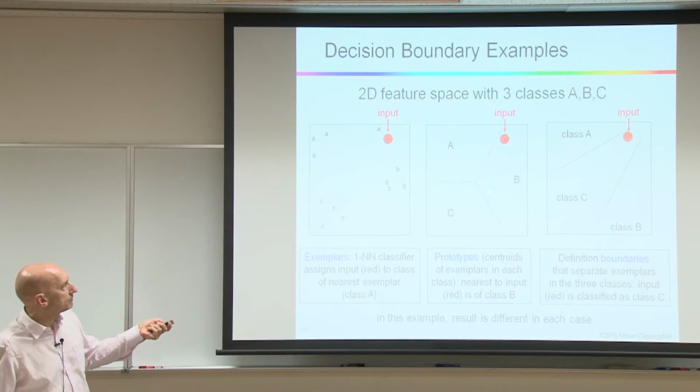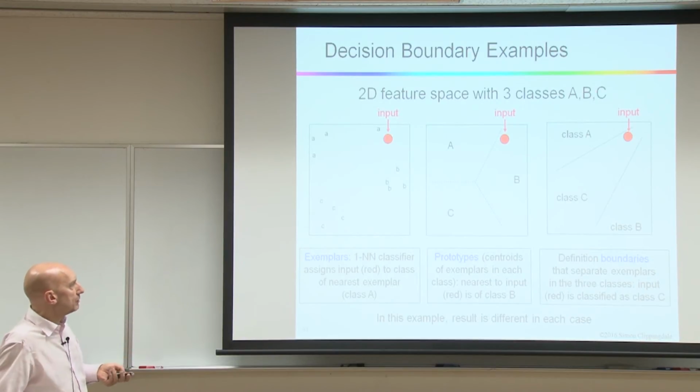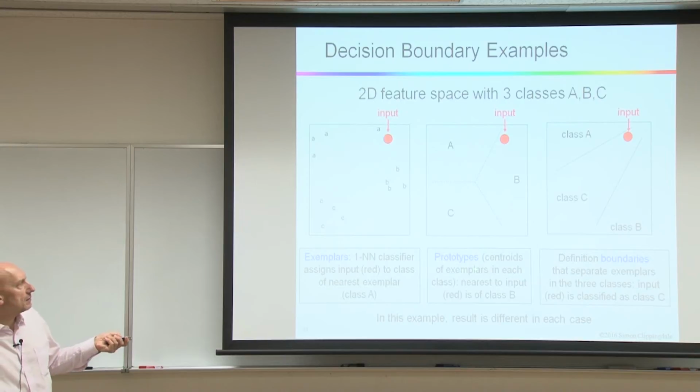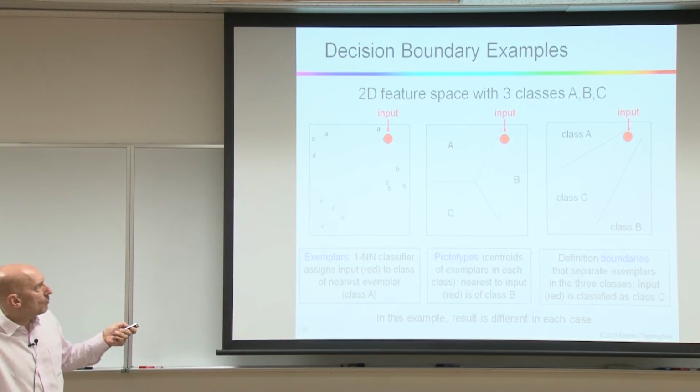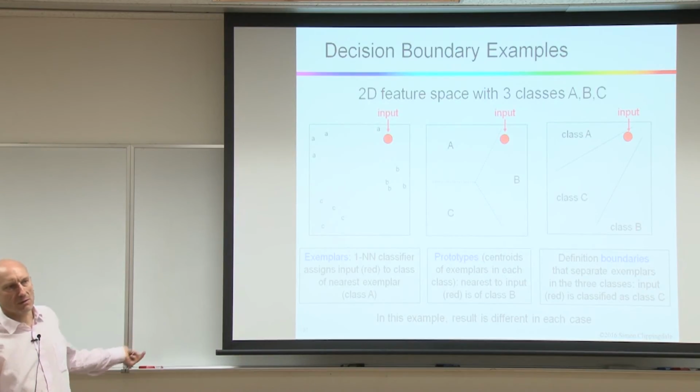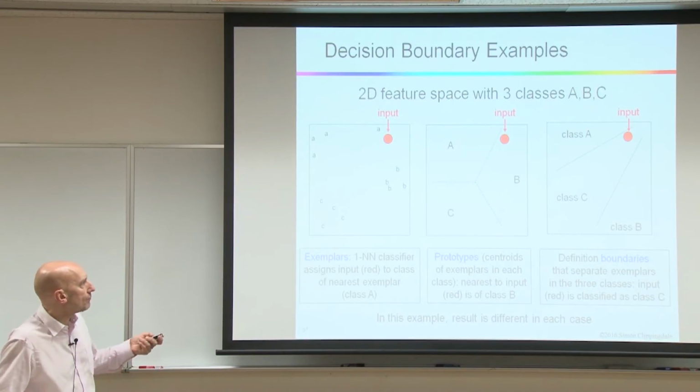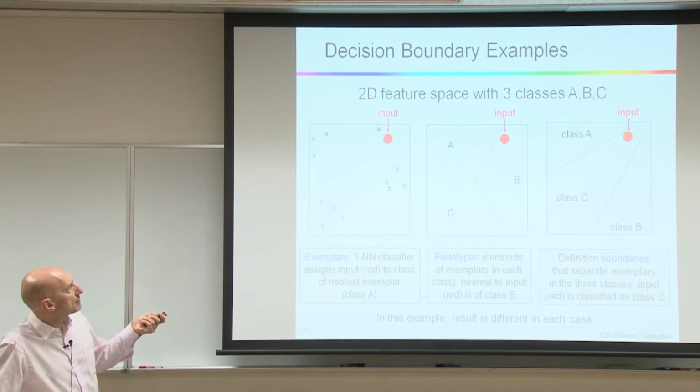In this case, instead of representing our training data by the data itself, the examples themselves, we represent the data by prototypes, A, B, and C, and we classify the input according to which of the prototypes it's nearest to. That might be the mean of each class of data in the training set, for example. And in this case, the same input is going to get classified as a B.